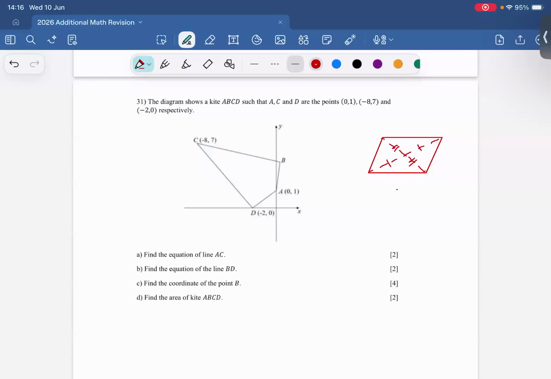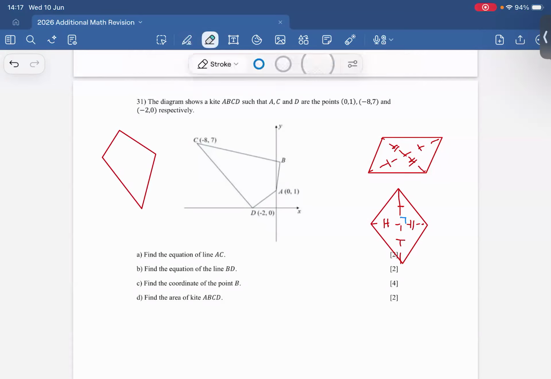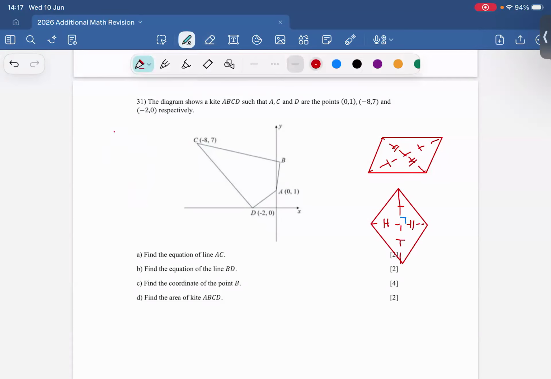Okay, then rhombus. We need to know that the midpoint of these two is equal to the midpoint of these two. What else in a rhombus that you need to know? The diagonals intersect at 90 degrees. Okay, next, we have your kite. For a kite, what we need to know is this length is equal to this length. They intersect here at 90 degrees. This length is equal to this length.